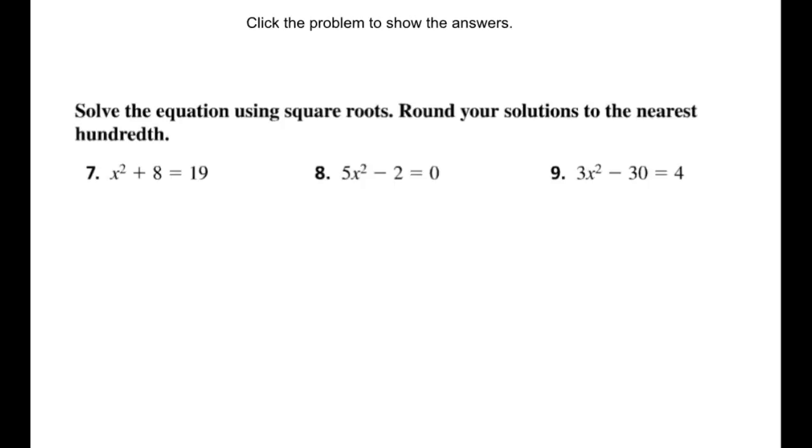So now here are a few that I want you to try, and you'll see here you're rounding to the nearest hundredth, so that means go ahead and use your calculator.